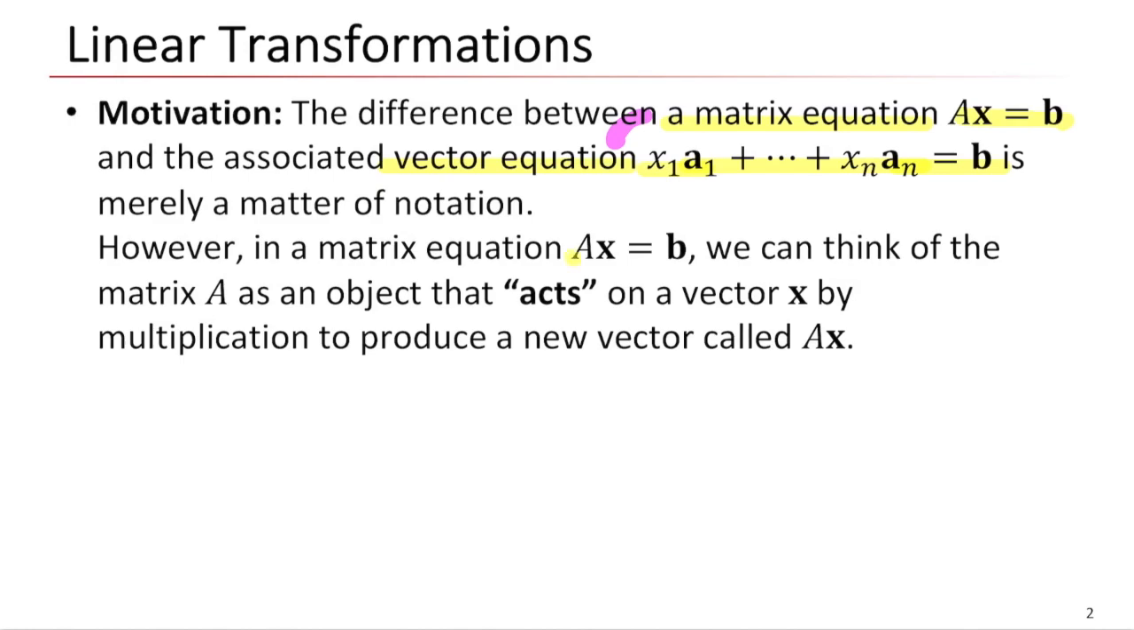in a matrix equation Ax equals b, we can think of the matrix A as an object that acts on the vector x by multiplication to produce the new vector Ax. What does it mean? In the Ax equals b form, we can think of this matrix A as a transformer, some object that acts on the vector x. Okay, so this is the concept of the linear transformation.